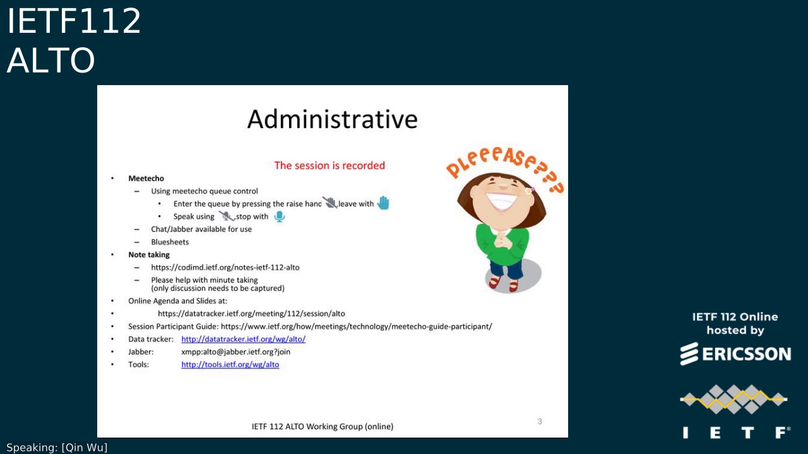We also have Jabber, which will serve for side comments, and we'll keep track of the side comments. If you want to speak at the mic but cannot make it, please put your comment in the chat, and we will forward the comments to the meeting room. And for the blue sheet, we have an electronic blue sheet, so your attendance will be automatically recorded.